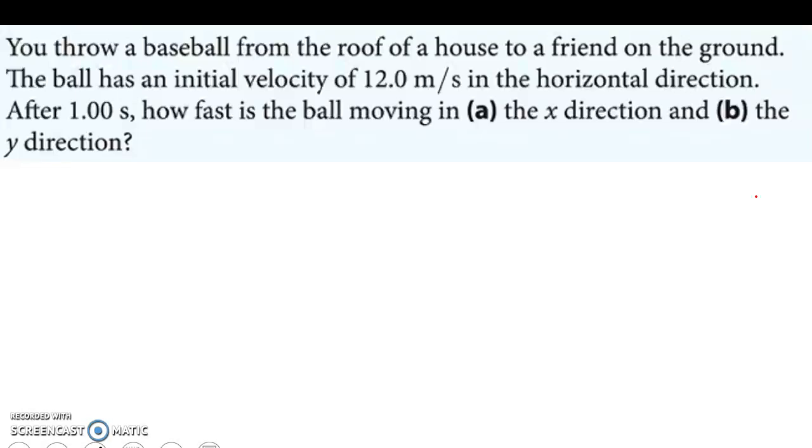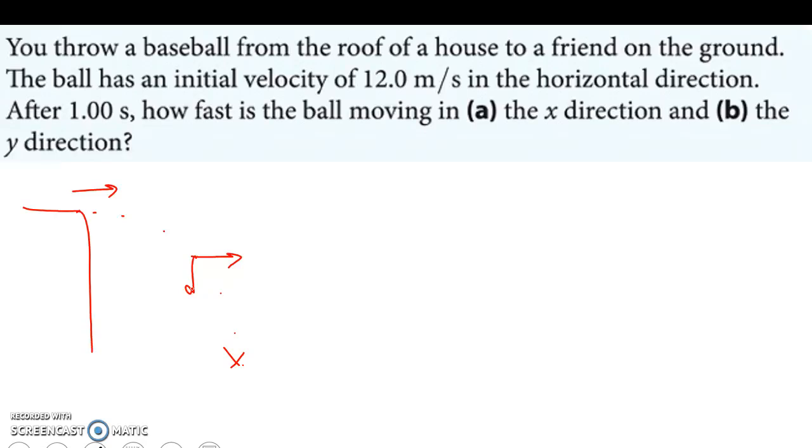The next thing we're looking at is throwing a baseball. Okay, so you're on the roof of a building and you're throwing a baseball to a friend. Okay, you're throwing it outward. So we want to know, as we throw it out to our friend down here, it's going to take this path, right? The parabolic path. After 1 second, how fast is it moving in the x and in the y? So how fast is it moving in the x? And how fast is it moving in the y? So we want to think about equations that we could use, right?